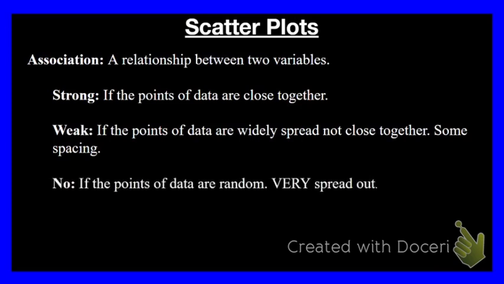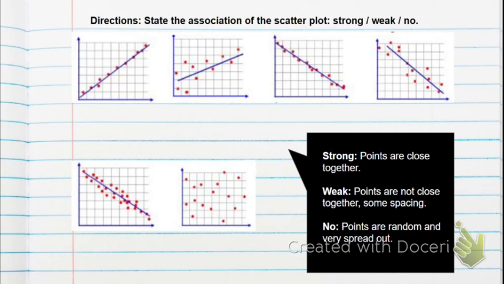The next one we have is going to be no association. No association is if the data points are random. They're very spread out. You can't really tell what they're doing. So now that we covered this part of scatter plots, let's look at some examples to get an understanding of it. We're going to take these examples and classify them as strong, weak, or no association at all.